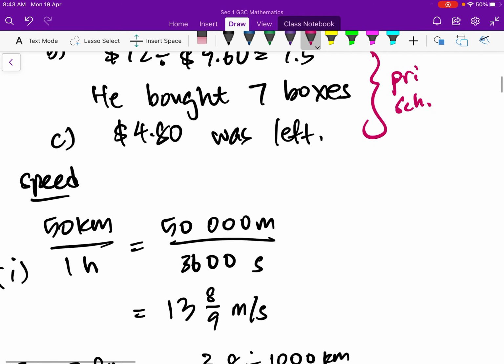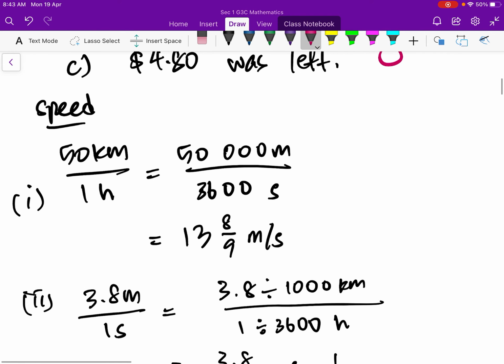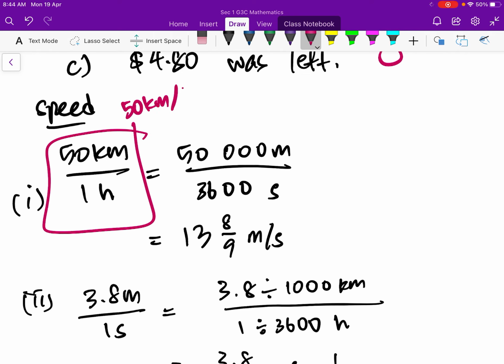Next, speed. 50 kilometers per hour. So this is how we can rewrite our 50 kilometers per hour. Per refers to divide. So divided by 1 hour. Per 1 hour. 50 kilometers per 1 hour. Over 1 hour. So since they want it to be meters per second, change your numerator to meters, change your denominator to seconds, and get the answer. This is actually 13.88888 recurring. 8 recurring.